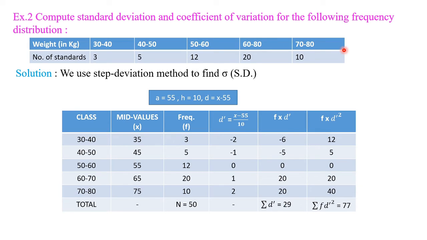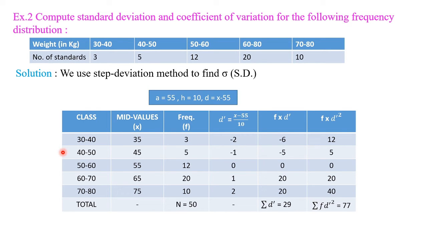Frequency is given in the example. We have to find d dash. D dash is equal to x minus 55 divided by 10. We have the x 35 minus 55 divided by 10. 35 minus 55 is equal to minus 20. Minus 20 divided by 10 is equal to minus 2. And all this calculation is done as it goes on. So f into d dash is equal to 3 into minus 2 is equal to minus 6. Then f into d dash square: d dash square, minus 2 into minus 2 is equal to 4, and 4 into 3 is equal to 12.